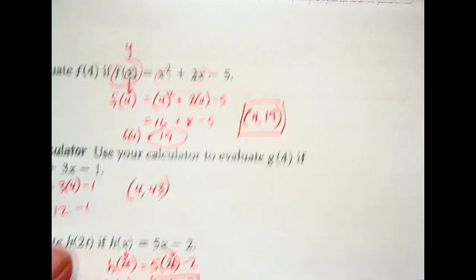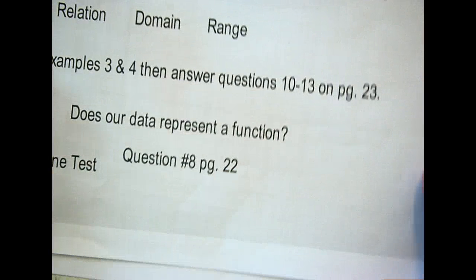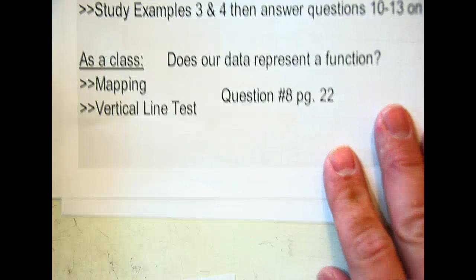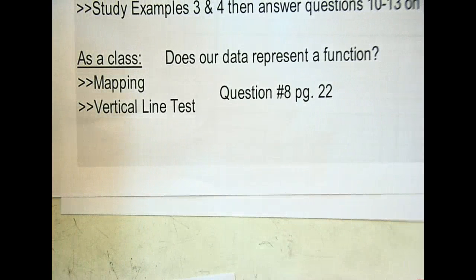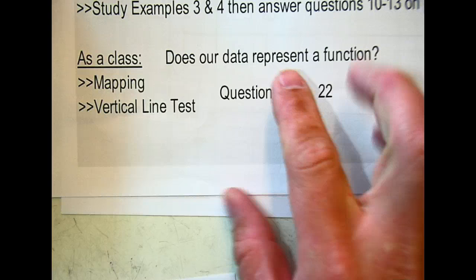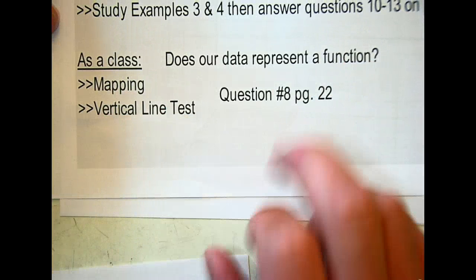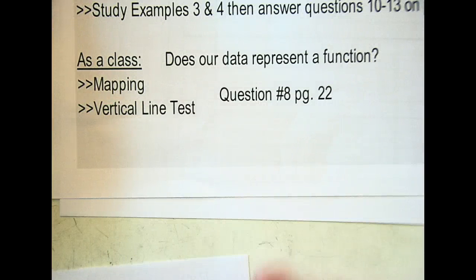All right, next piece. We're going to take a look at answering these questions as a class. Does our data represent a function? We have a few ways to answer that question. We're going to use a mapping diagram and a vertical line test. Then there's a question on page 8, or number 8 on page 22. So everyone take a look at number 8 on page 22. It's going to help us out there.